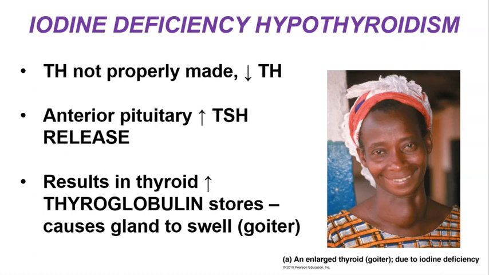When thyroid stimulating hormone levels in the blood start to accumulate as a result of increased release from the anterior pituitary, the thyroid will increase its production of the thyroglobulin protein. But because the hormone cannot be made in high quantities when iodine is low, the thyroglobulin will start to accumulate in the follicles, and this causes the thyroid gland to enlarge. And this enlargement is referred to as a goiter.